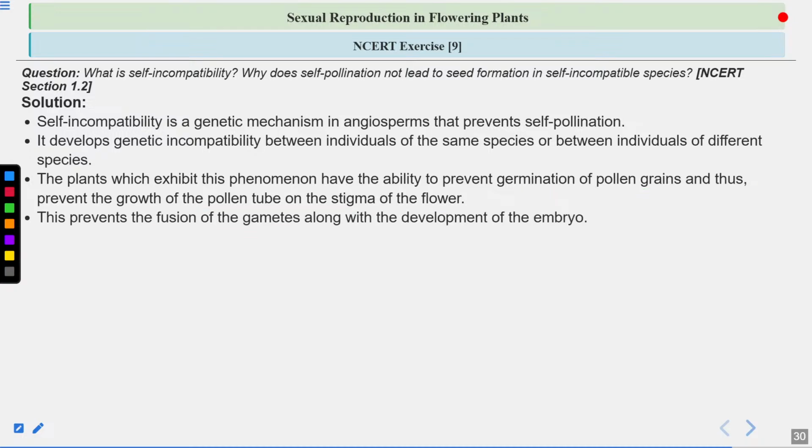This prevents the fusion of the gametes along with the development of the embryo. So there will be no fusion of the gametes, okay? Because no pollen germination, no fusion of the gametes. And there will be no formation of the embryo as well. As a result, no seed formation takes place. So in this way, self-incompatibility is protecting against inbreeding depression, and they do not allow self-pollination to occur.